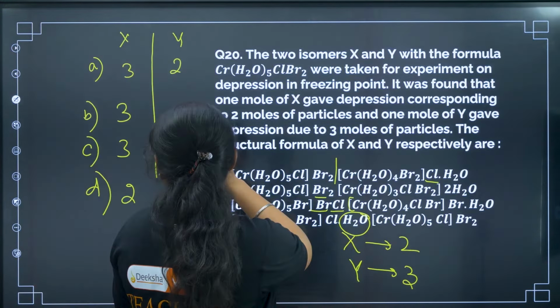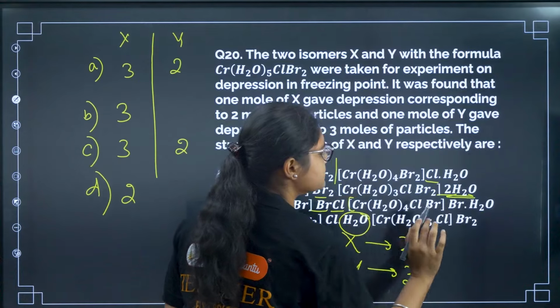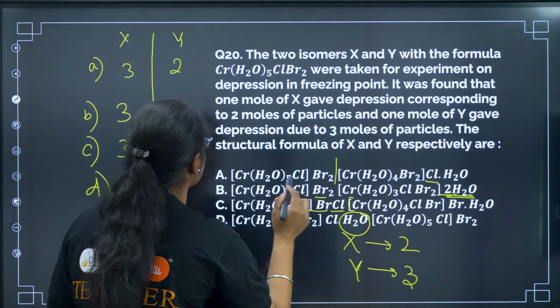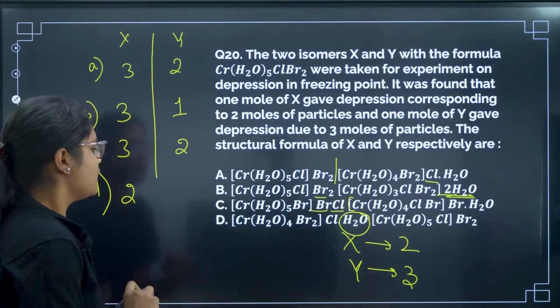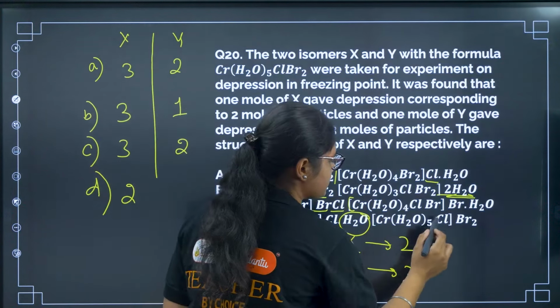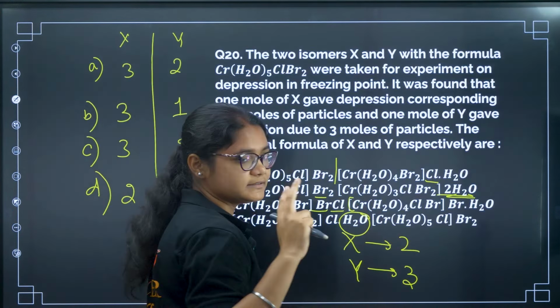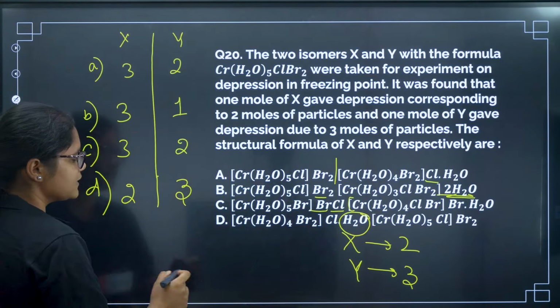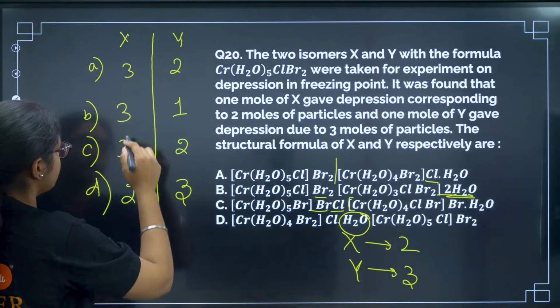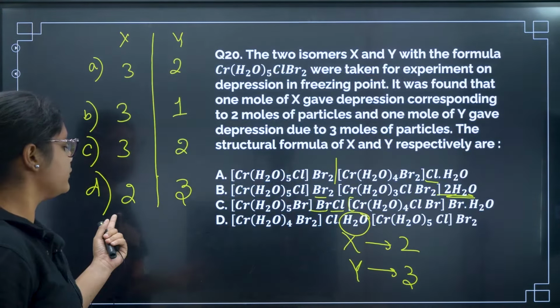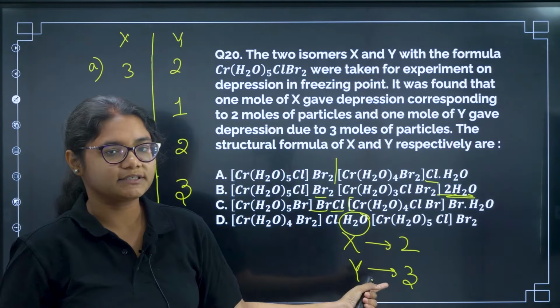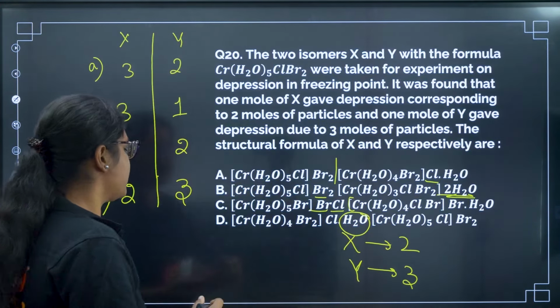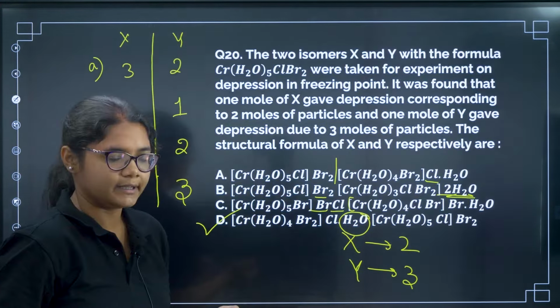Okay, we can see option B also. The water molecules will not be any ion, so this whole complex is 1 ion, okay? Now if you see this side, here this complex is 1 ion and 2 bromines are another 2 ions. So total we are getting 3 ions. So you can see X on dissociation is giving you 2 ions and Y on dissociation is giving you 3 ions. So the correct answer for this question is option D.